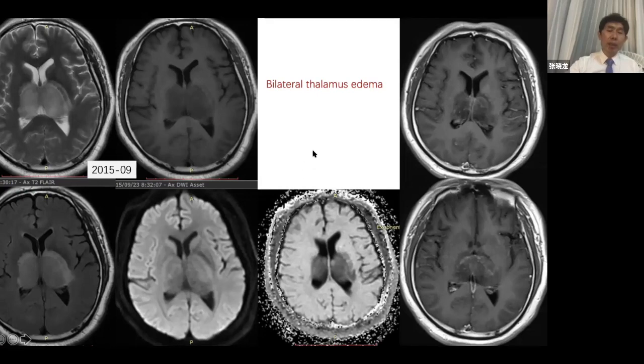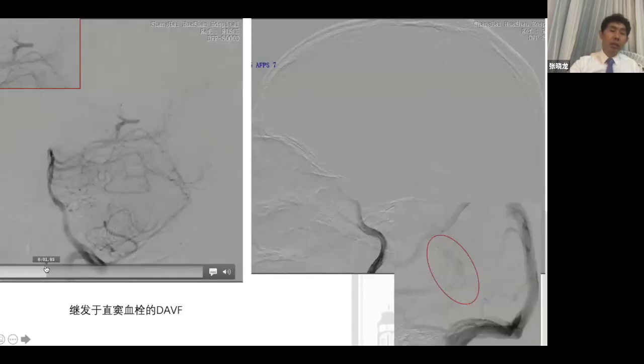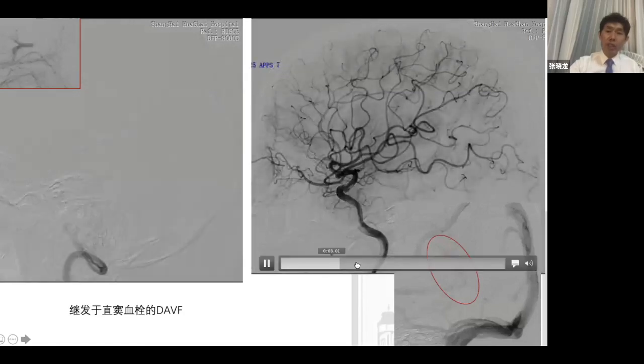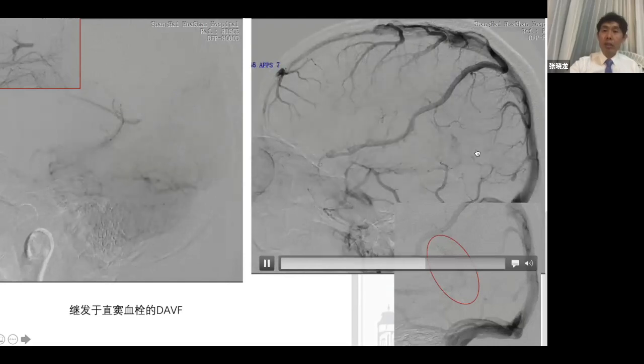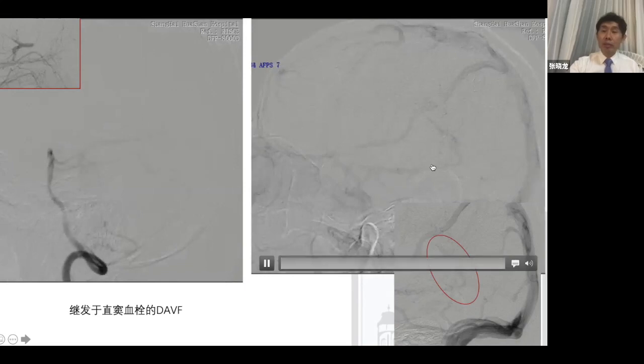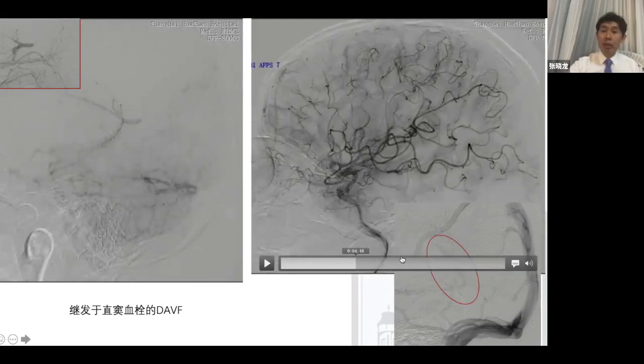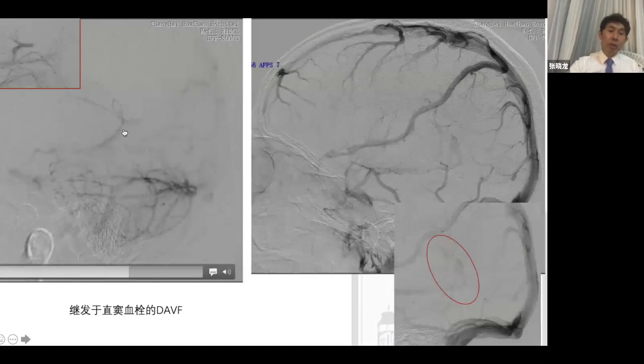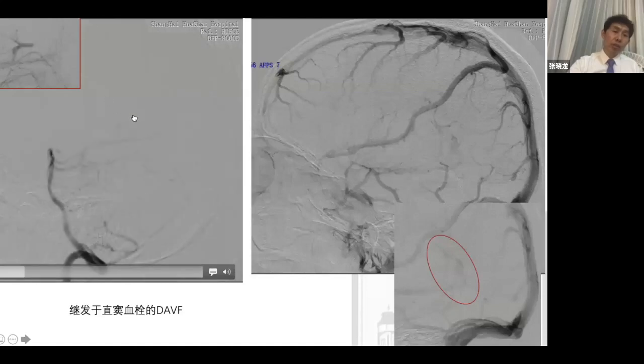Certainly, some cases maybe can be cured by medicine only. This is a specific case, with bilateral thalamus edema here. It's very serious. And the angiography shows the fistula was here and the straight sinus was occluded. The internal carotid artery injection shows the straight sinus occluded, and this is the basal vein, which was almost occluded. So the fistula drained by reflux to the internal cerebral vein.